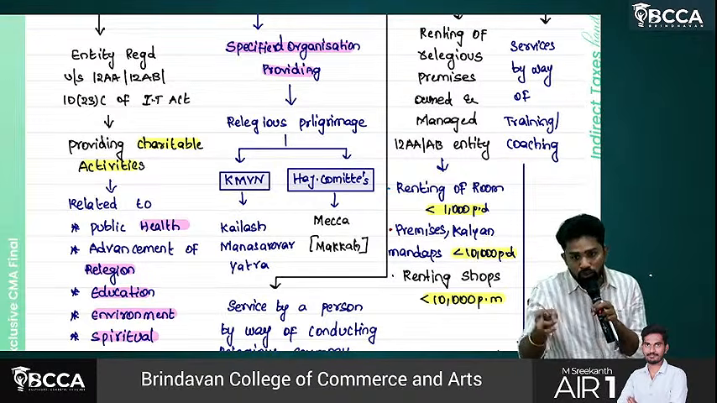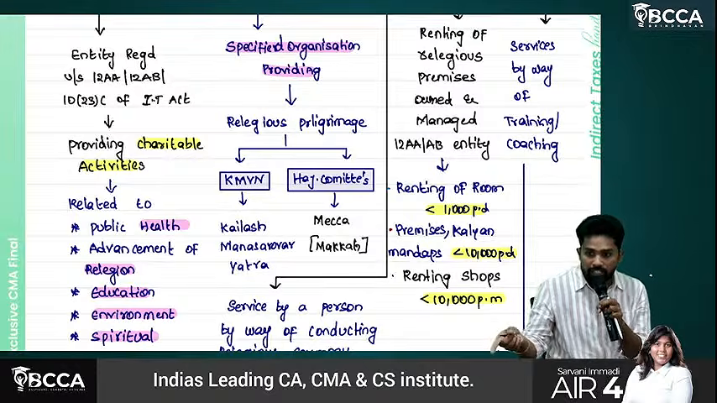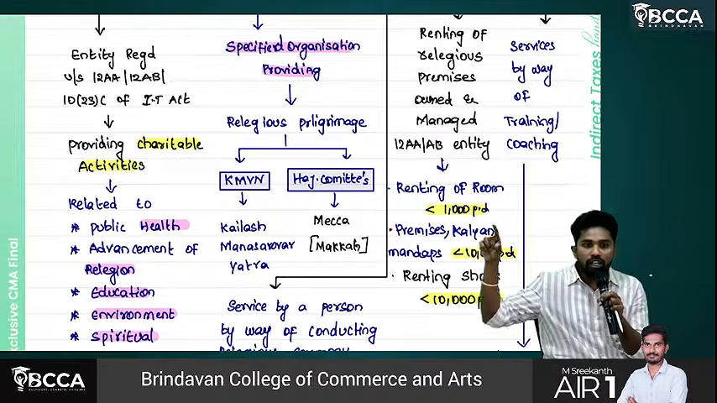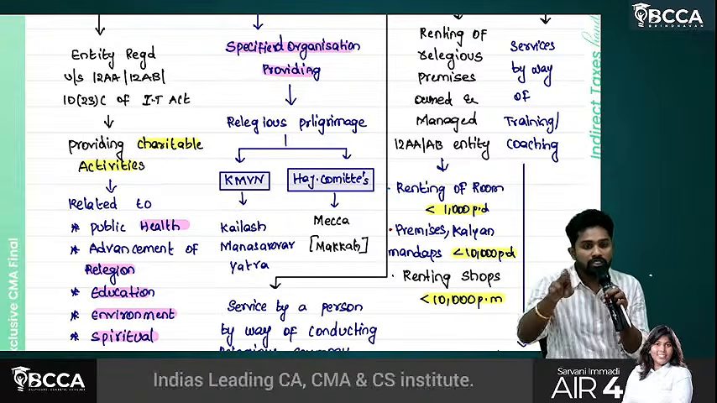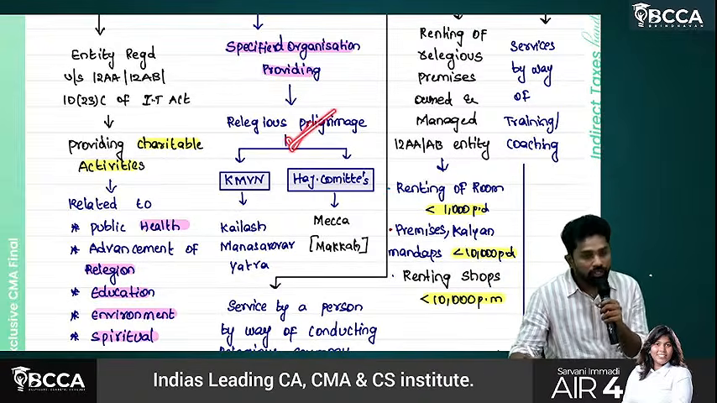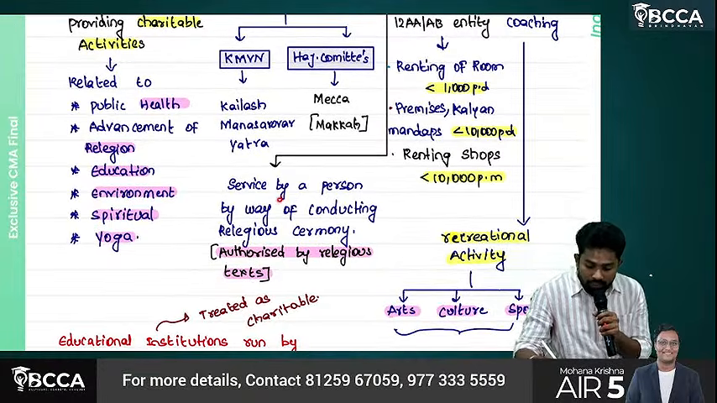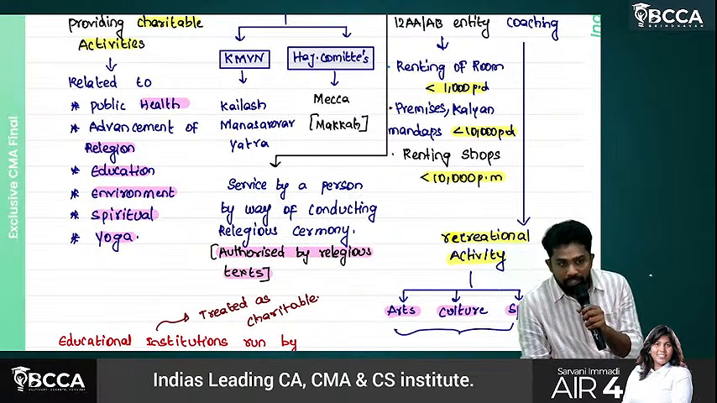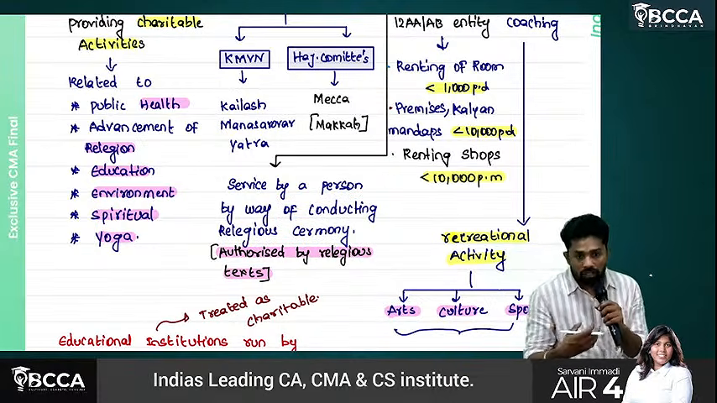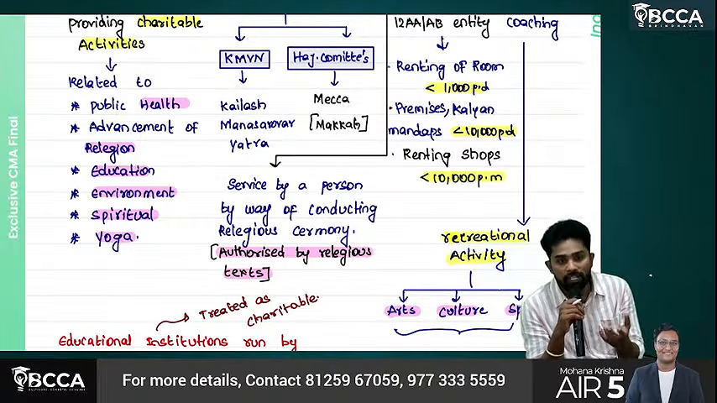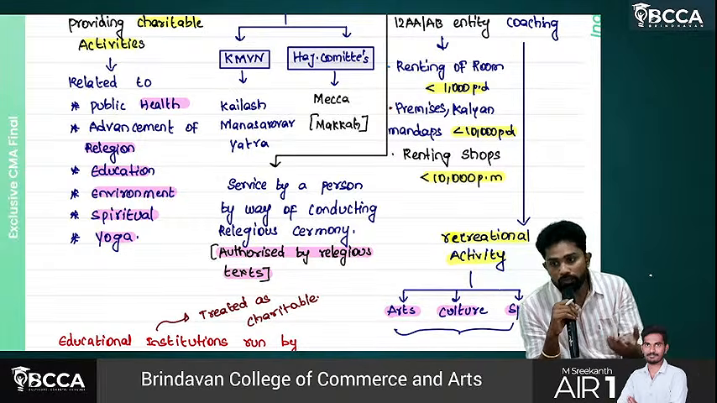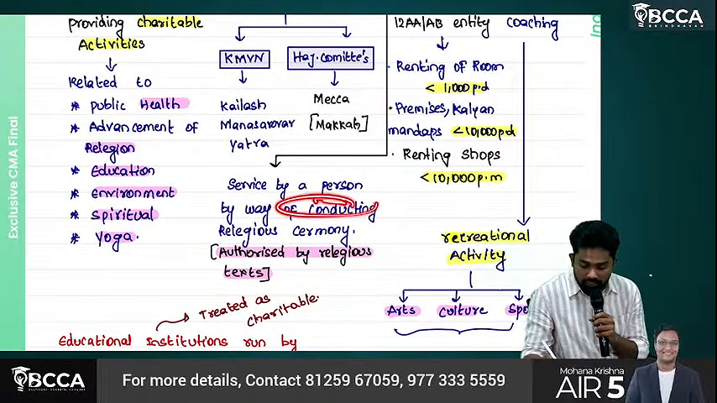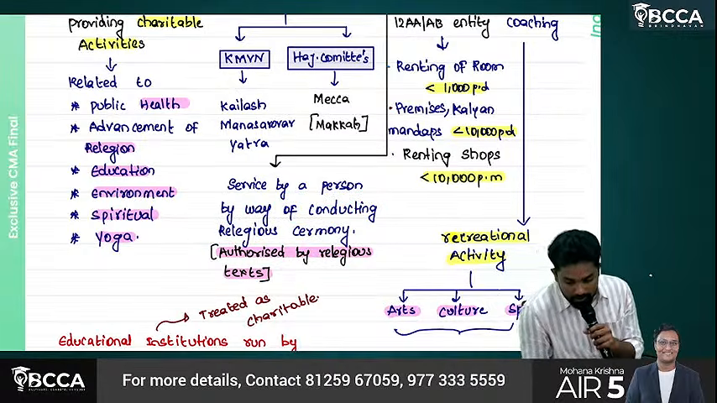So only these two institutions. Which are those two? Hajj committees and KMVN. And the tour also to be provided to where, sir? KMVN to Kailash Manas Sarovar, Hajj committees to Makkah. Then only these are exempted. Then services provided by a person by way of conducting religious ceremony. If any religious function has to be done, who is the main person? Priest. So the services provided by a priest are exempted.